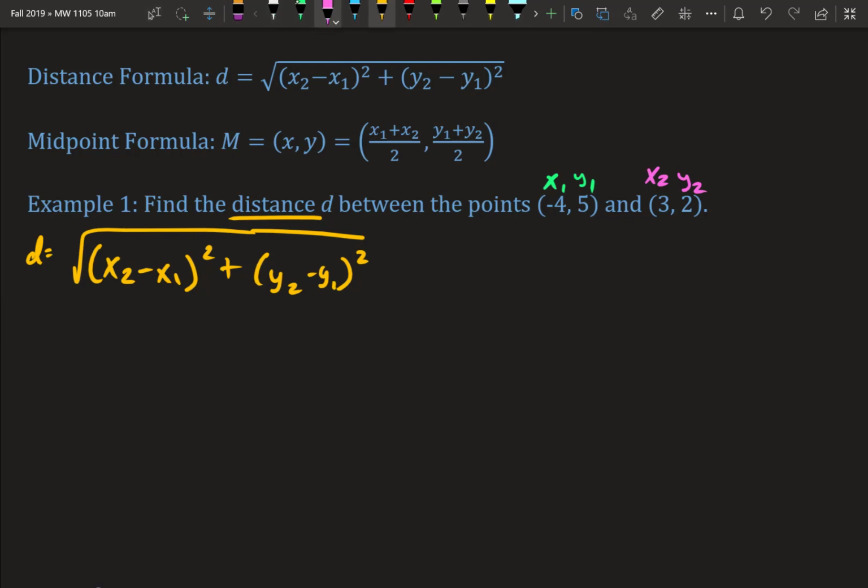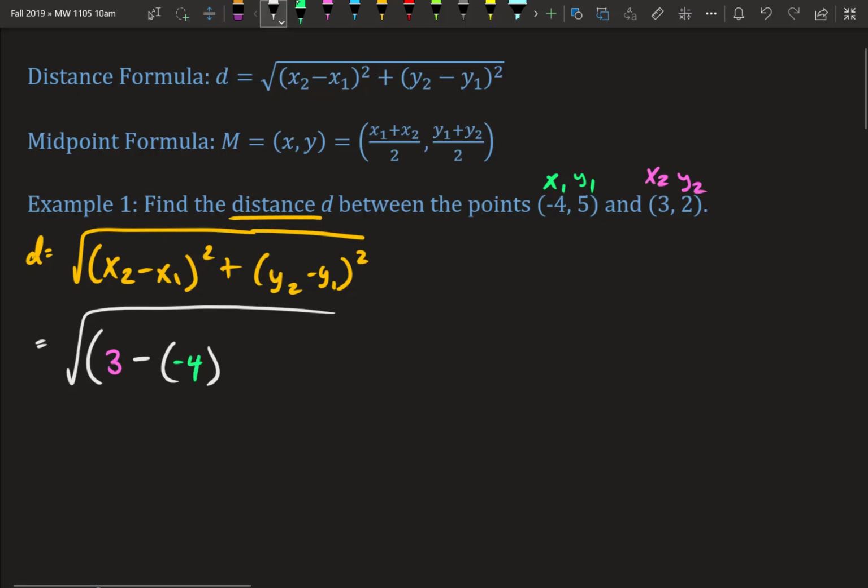So let's plug it into our nifty little formula. So we have the square root of x2, so x2 is positive 3, minus x1, and x1 is negative 4. Since it's a negative, I'm going to be careful and wrap it in parentheses, squared, plus y2, so y2 is positive 2, minus y1, which is positive 5, that's a 5, squared. And from there, we're going to simplify.